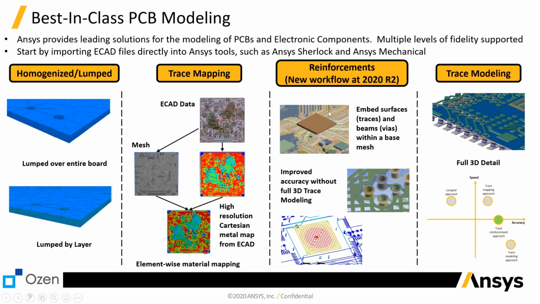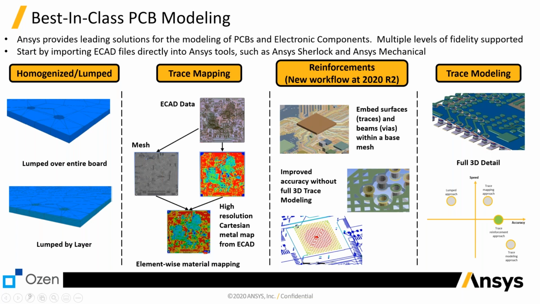And then reinforcements. This was introduced last year. We can bring in traces, vias, and as you see here, it's going to improve the accuracy. And these reinforcements are going to give us a higher accurate solution, but the speed is going to come down. Why is the speed going to come down? Because we are really accounting for a lot more complex designs over here.